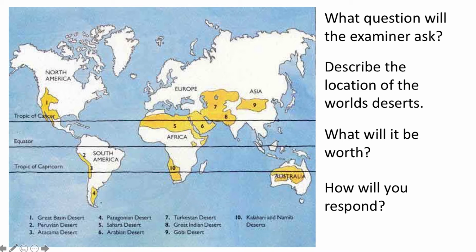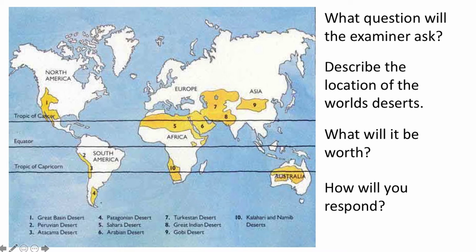Use your map carefully when you are describing where things are. Use compass points north, south, east and west, and also look to use the continents. When describing the location of deserts, be careful to be specific about your geographical area.